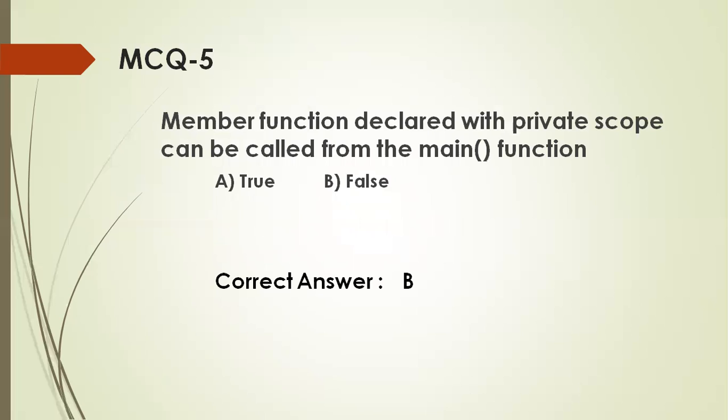Last one here. A member function declared with private scope can be called from the main function. No. If you declare a member function also as private, you cannot call it in the main function. That's the reason member functions we declare with the access specifier public, whereas data is declared under the access specifier private. The correct answer is false.